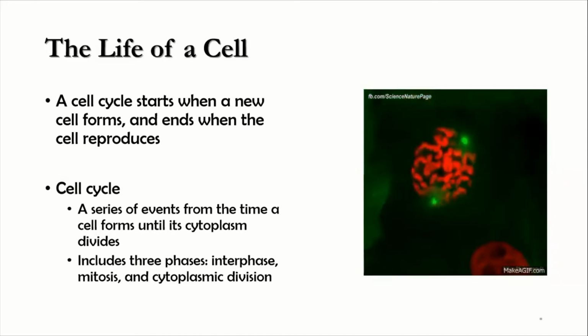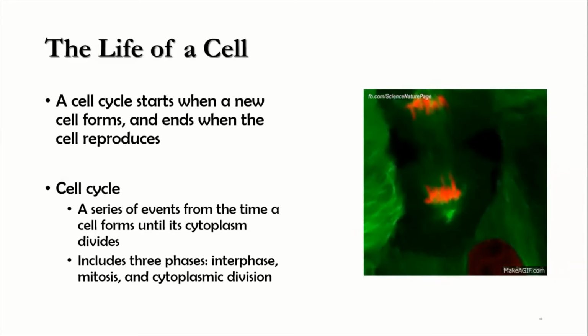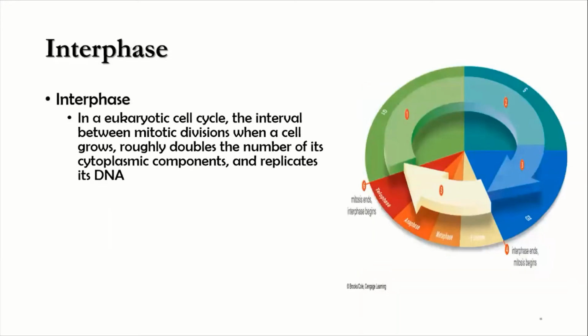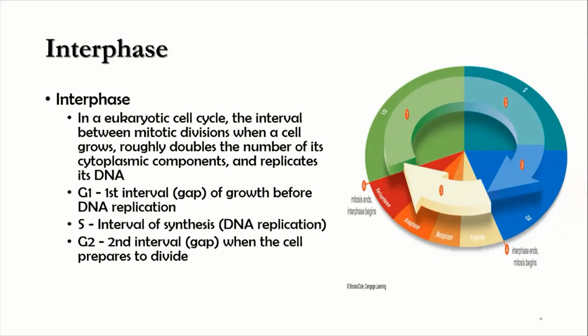The green structures are actually your cell. So we now have three phases for your cell cycle. We have the interphase, mitosis, and then the cytoplasmic division or cytokinesis. Interphase is the interval between mitotic divisions, when a cell grows. In interphase, you have three stages. You have G1, or the first interval or gap phase, which refers to the growth of the cell before the DNA replication. Next we have the S phase, or the interval of synthesis, where DNA replication happens. S actually stands for synthesis. The G in G1 refers to gap 1 phase. G2 is the gap 2 phase, or the second interval phase, and this is where the cell is prepared for division.